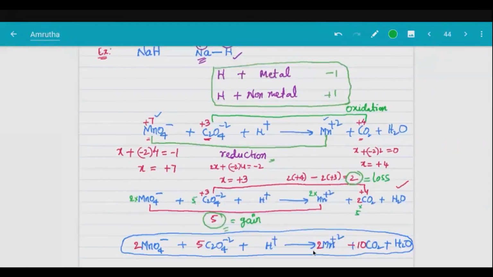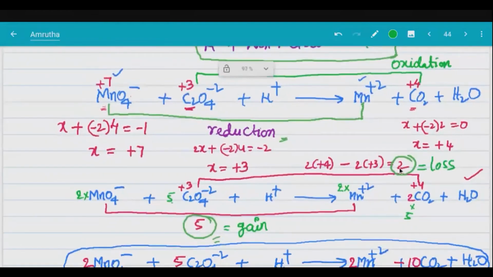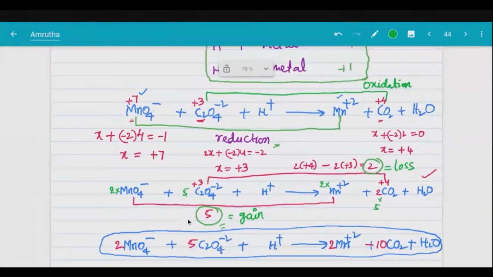Next, what did we do? How many electrons are involved in reduction? How many electrons are involved in oxidation? 5 gain, 2 loss. So you just cross multiply. 5 electrons gain, you multiply this with oxidation. 2 electrons loss, multiply with reduction. I'm going step by step, very slowly, because many questions can be framed on balancing redox reactions. It is that important in chemistry. So cross multiplication is done.